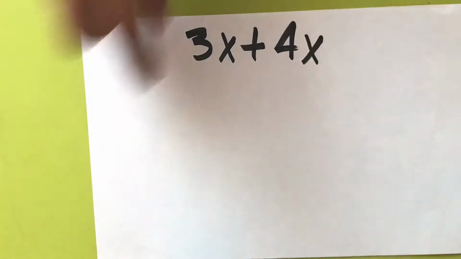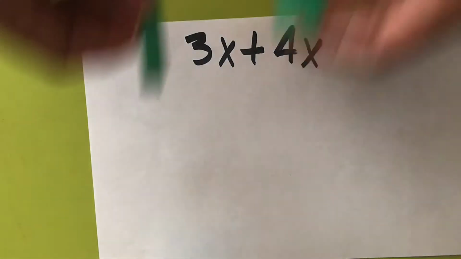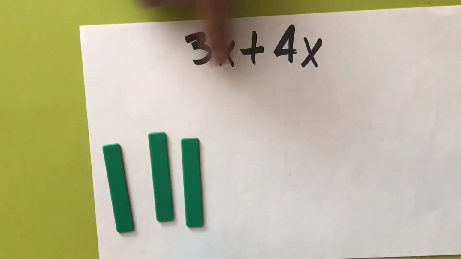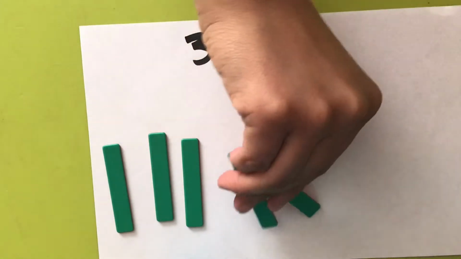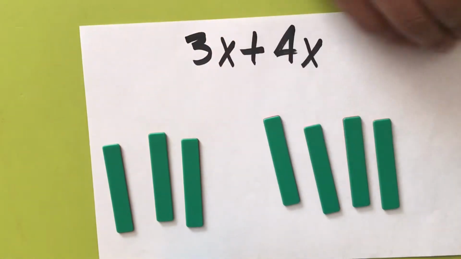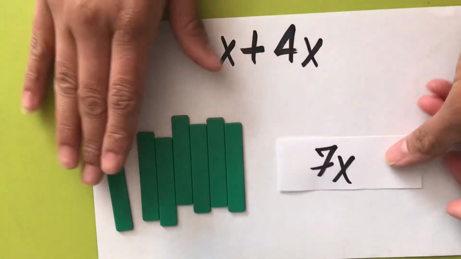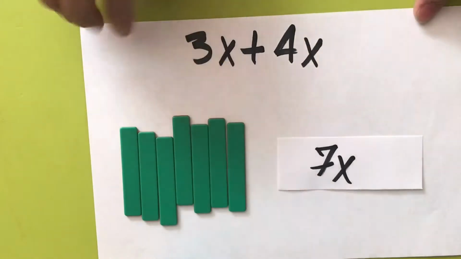Let's try an addition problem. 3x plus 4x. 3x is positive, so it'll be represented using 3 green bars. 4x is also positive, so it will be represented using 4 green bars. So 3x plus 4x is 7x. 1, 2, 3, 4, 5, 6, 7.